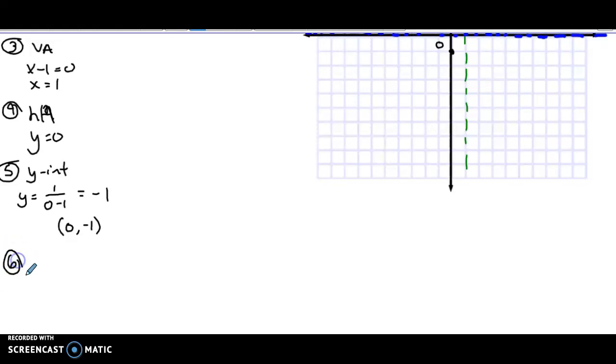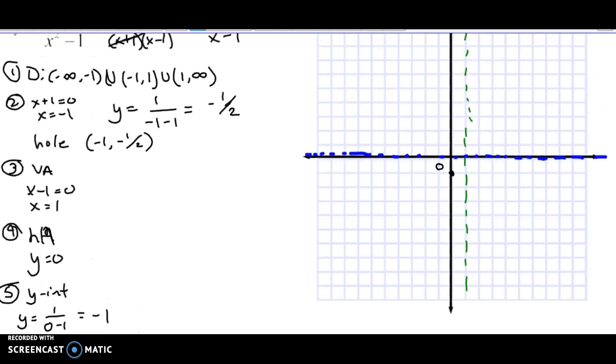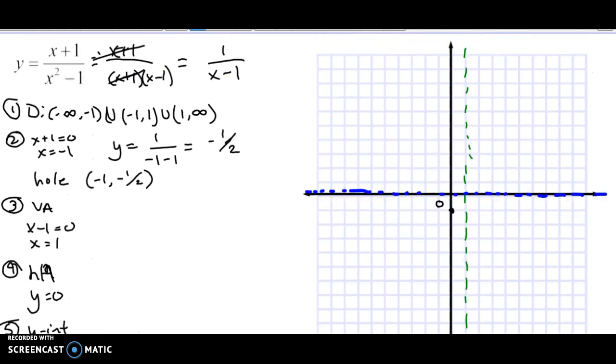Part 6 says first to find our x-intercept. If we plug in 0 for y, we get 1 equals 0, and that's not true, so there's no x-intercept. And then lastly, number 7 is to graph everything. So go ahead and get your calculator, and we're going to plug this in and graph it.